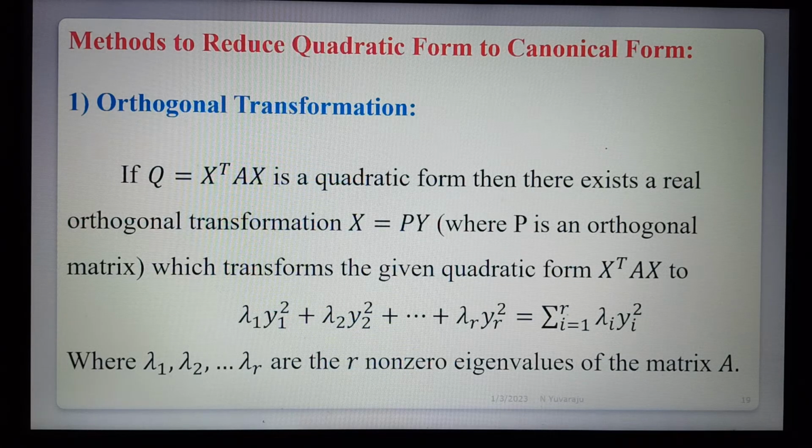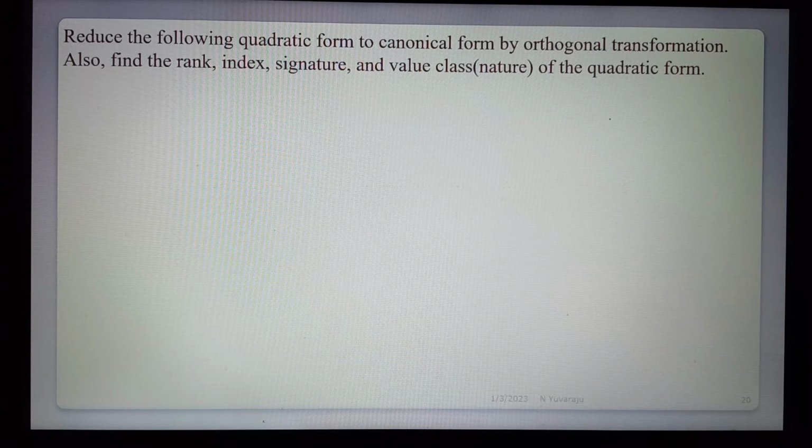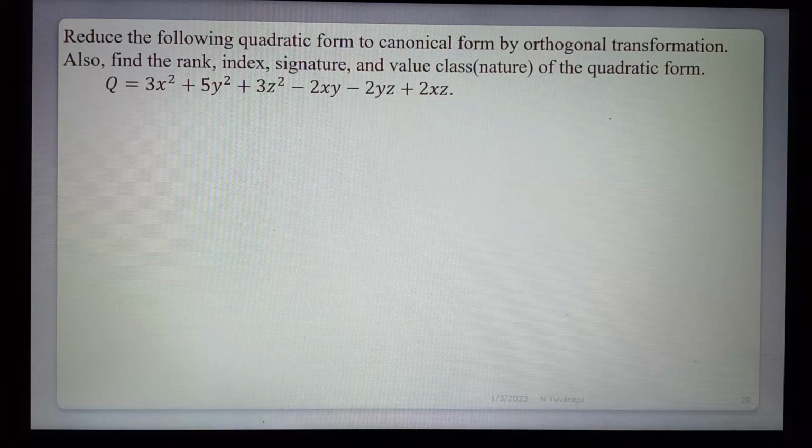See one example. Reduce the following quadratic form to canonical form by orthogonal transformation. Also find the rank, index, signature and value class, that is the nature of the quadratic form. Q is equal to 3x square plus 5y square plus 3z square minus 2xy minus 2yz plus 2xz.